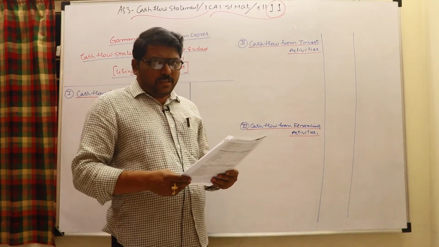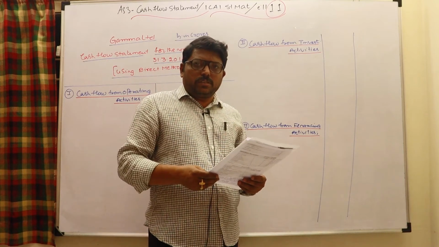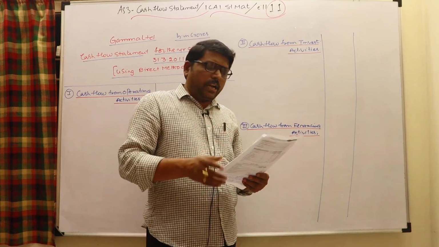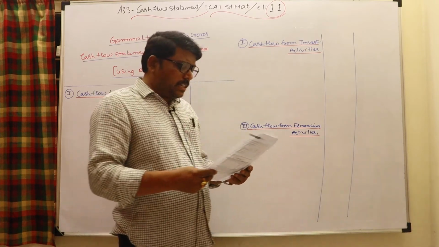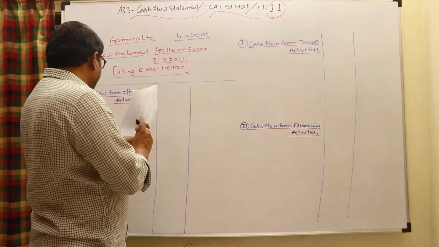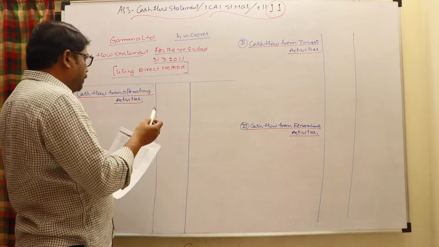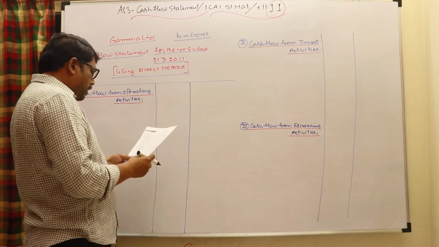Opening bank balance is given. Obviously, when you work out the net flow of all these three activities, you can add the opening cash equivalents, and the result will be the closing cash and cash equivalents. Very simple to operate. Let us see that. Put the headings: cash flow from operating activities, direct method, and cash flow from investing activities as well as financing activities.